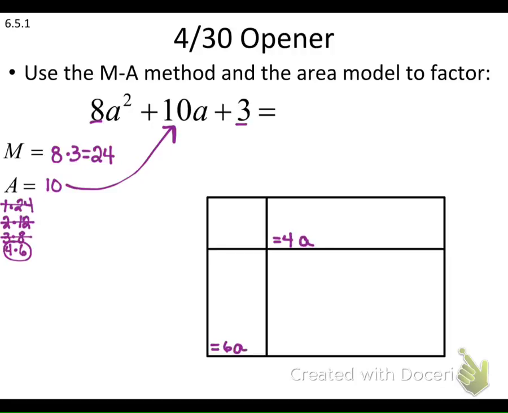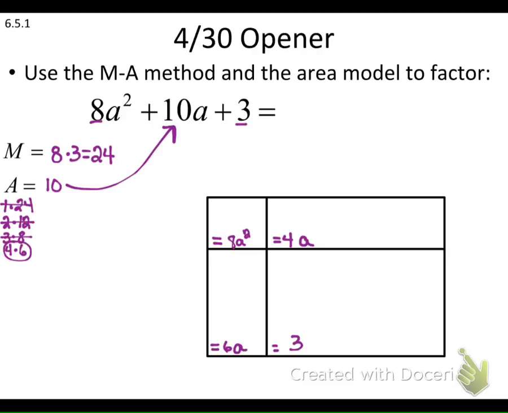And now we need to continue filling out the areas for our area model. So what's the area of the first rectangle? No, area of this one right here. Oh, 8A squared. And then what's the area of my last rectangle? 3. Because remember, this 10A is split between my top right and bottom left.